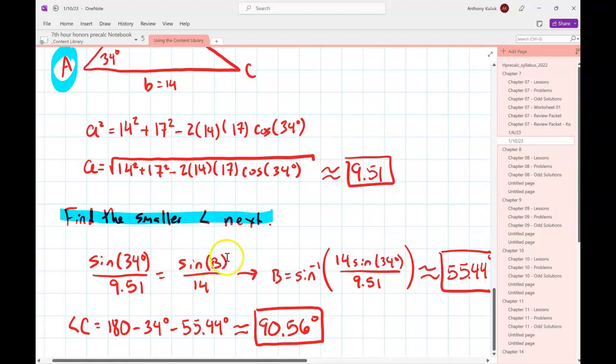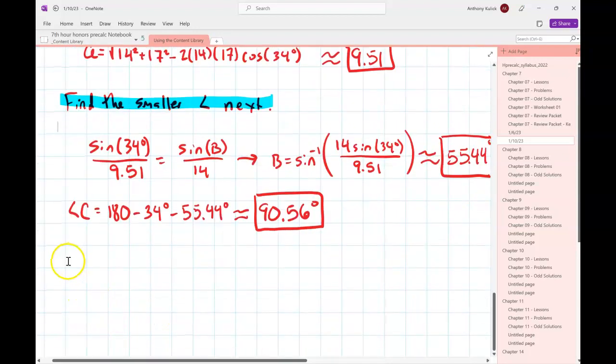Well, you got to get the B by itself, right? So we have to cancel off the sine in front. What cancels a sine? A sine inverse. Yeah, no problem. Fire away the questions as they come up.